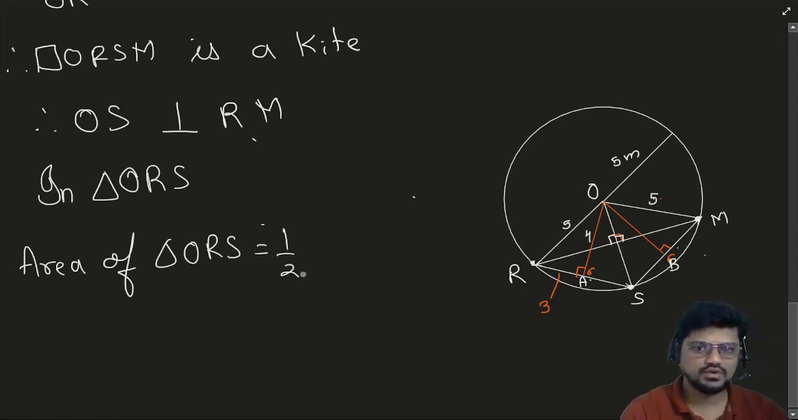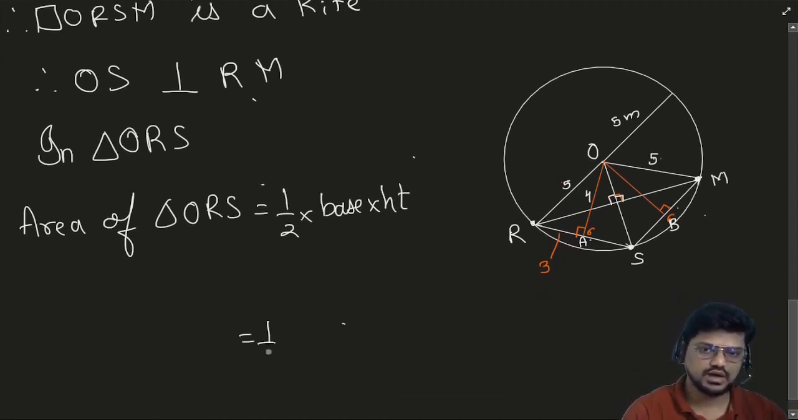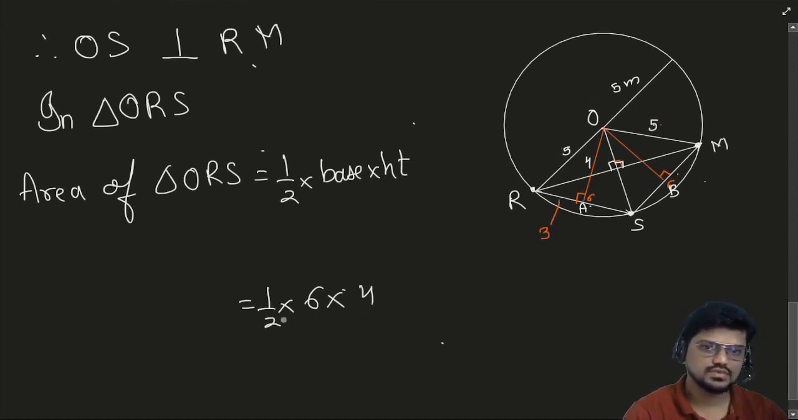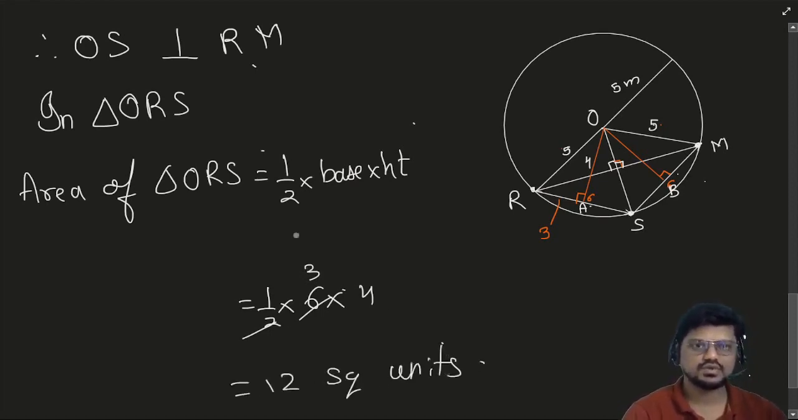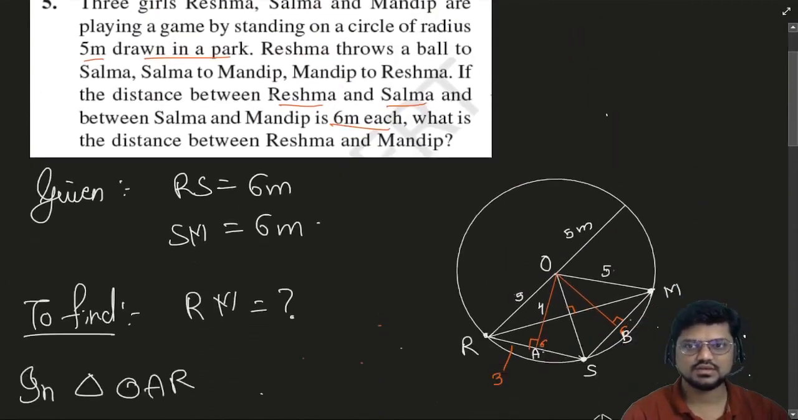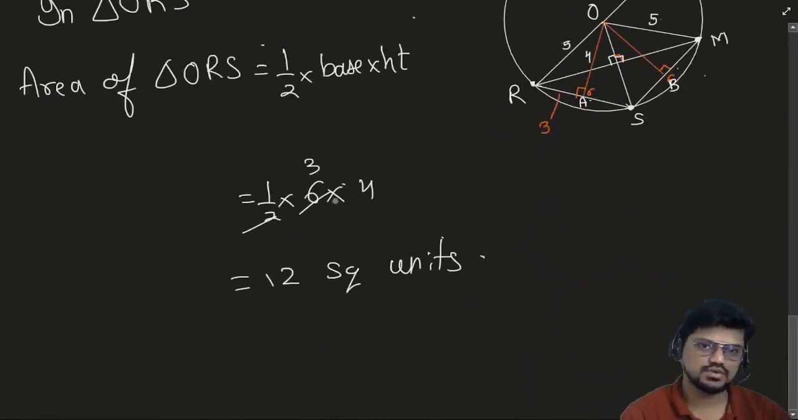Half into base into height is equals to half into, I can consider RS as base and OA as height. Yes or no? So RS is 6 and height is 4. I know this. So 2 3s are 6, 6 4s are 24, half of it is 12. 12 square units is the area, or it's a meter. 12 square meter, I can say.